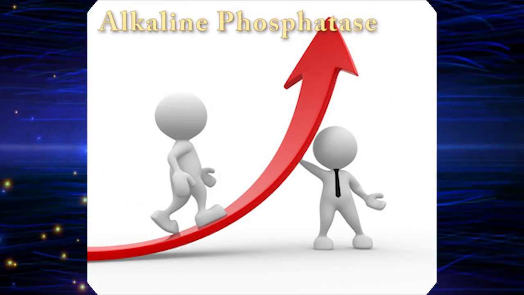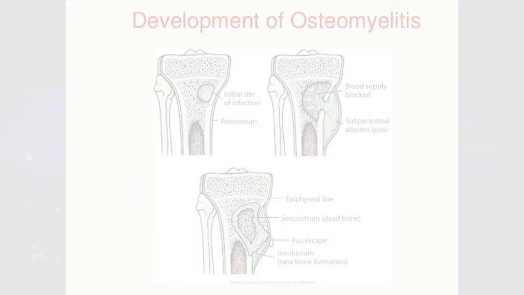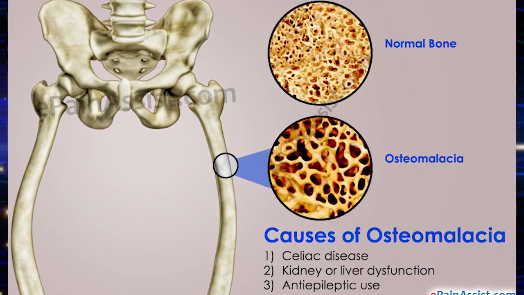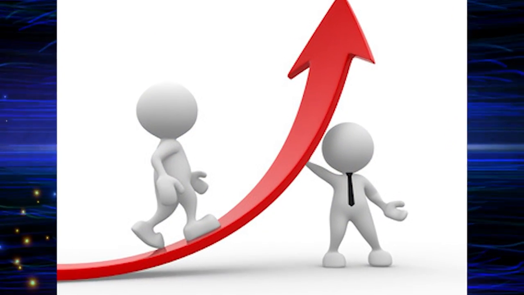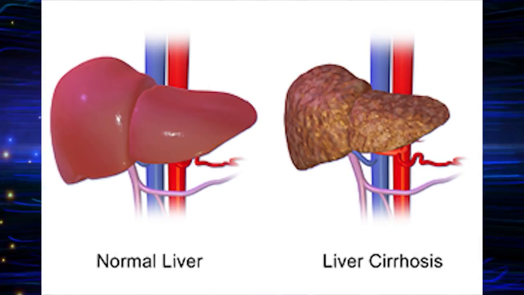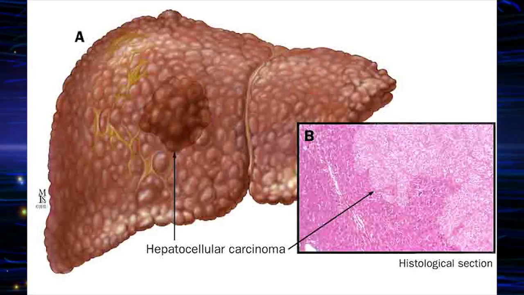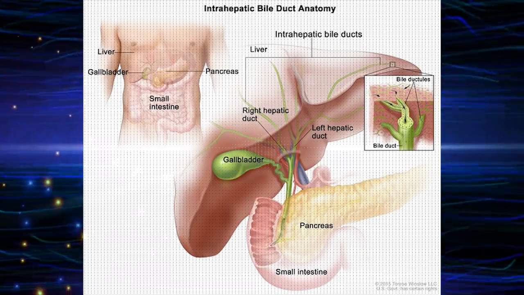Alkaline phosphatase level increases in bone diseases like rickets, bone tumors, osteomyelitis and osteomalacia conditions. Also, alkaline phosphatase level increases in liver diseases like cirrhosis, hepatocellular cancers and cholestasis conditions.